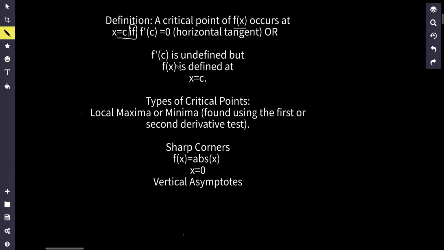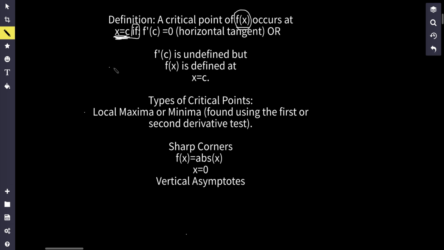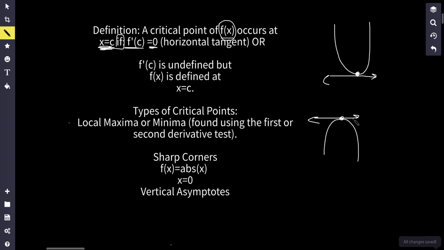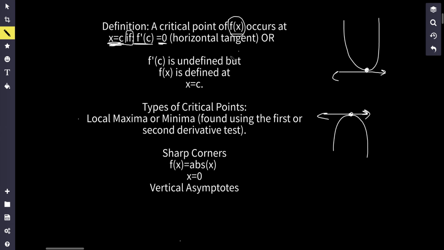Okay, so just to recap, a critical point of f of x occurs at x is equal to c if f prime of c, the derivative at that point, is equal to 0. It can be a maximum point or a minimum point, but critical points can give possible maximum or minimum points, okay?